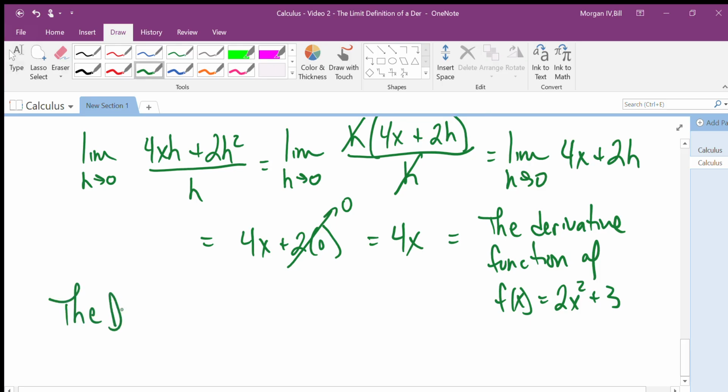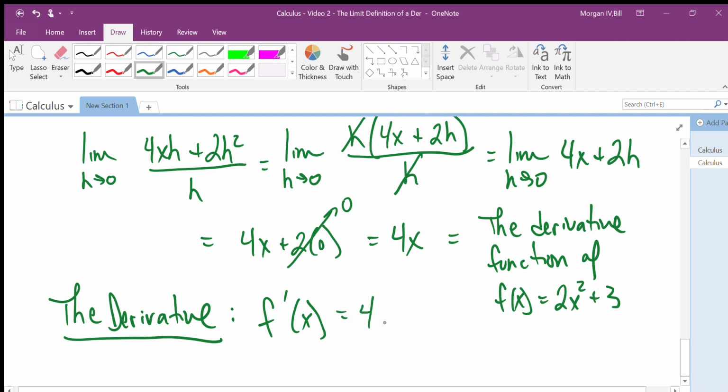For the derivative, we're going to use the notation f prime. It's not a 1 there, that's like a little slash. F prime of x to denote the derivative function of whatever original function we had. So in our case, we have f prime of x is equal to 4x.